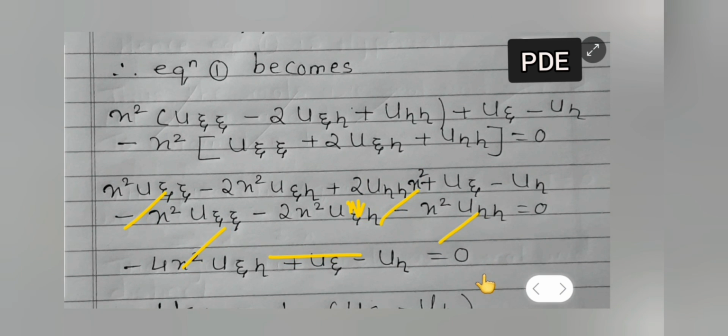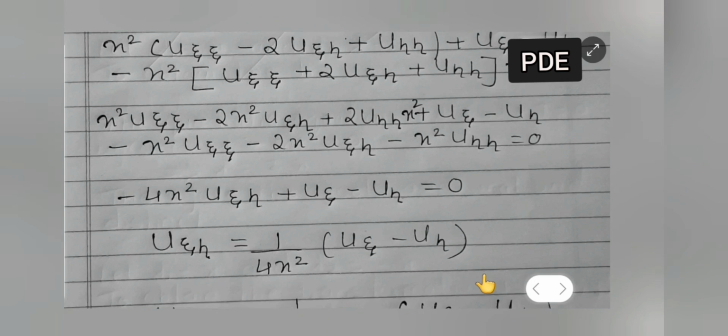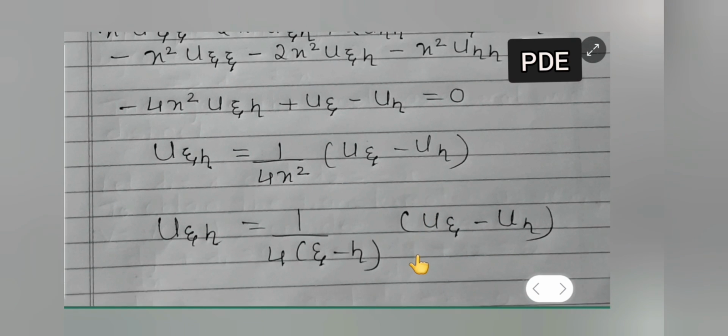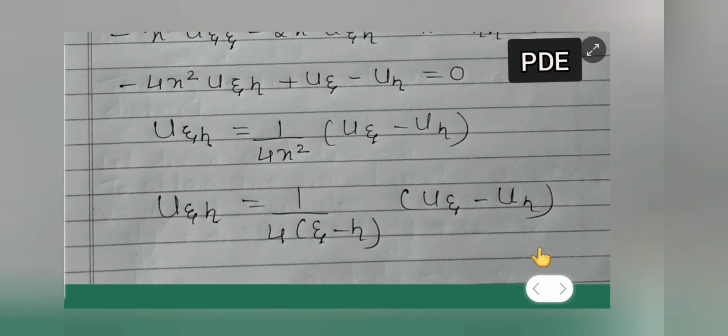Next, let me rub this part. Next is u_xieta is equal to 1 upon 4x square times u_xi minus u_eta. Write this as it is. Get this to the other side, and you will get this. Next, u_xieta is equal to 1 upon 4. What is x square? Nothing but xi minus eta, and write this as it is, u_xi minus u_eta. So this is the required canonical form.